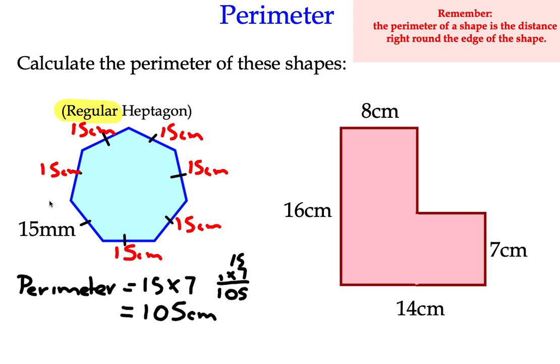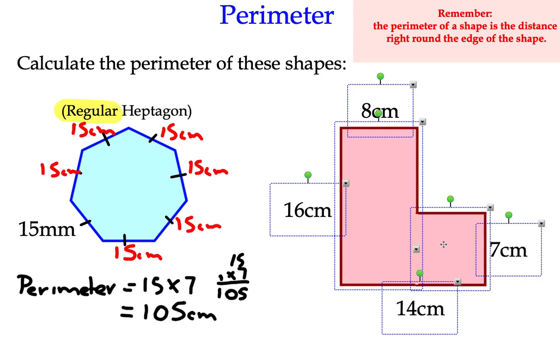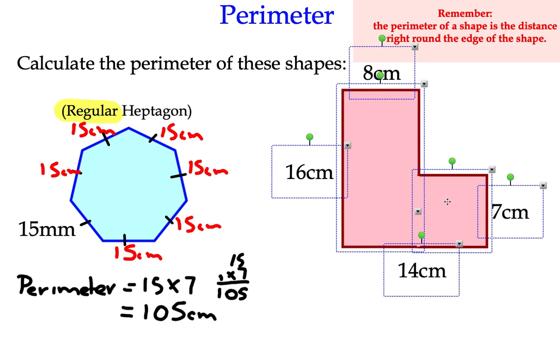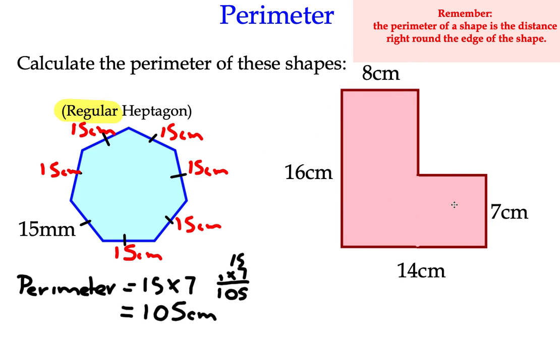So any regular shape we can turn into a multiplication. If you want to just add all the numbers all the time, that's absolutely fine too. And the last one here is a slightly odd shape, in the sense of it's like a box, an L-shaped block. Okay, so the normal rules apply.